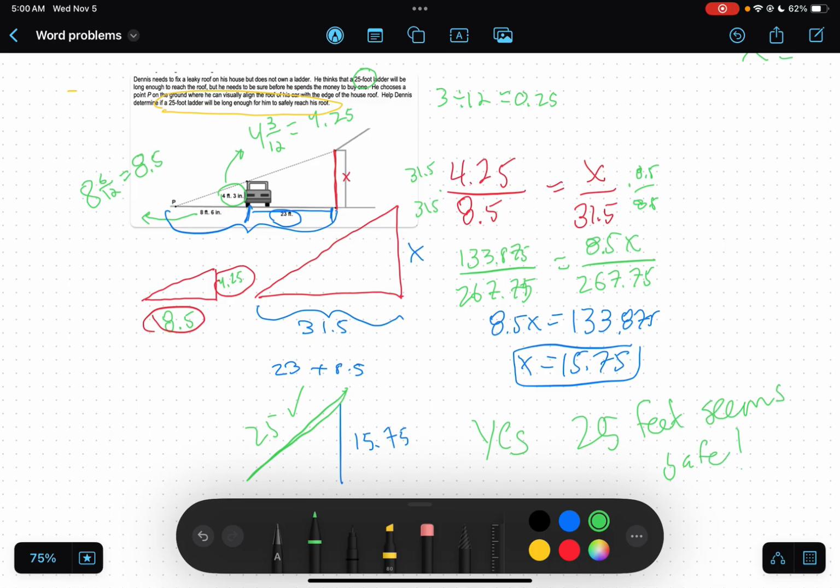Okay, so hopefully some of those problems made sense. And there's a lot of pieces to this last one, but we'll practice a lot more in class till you're really good at solving these word problems.